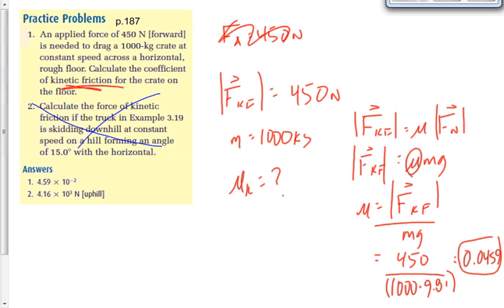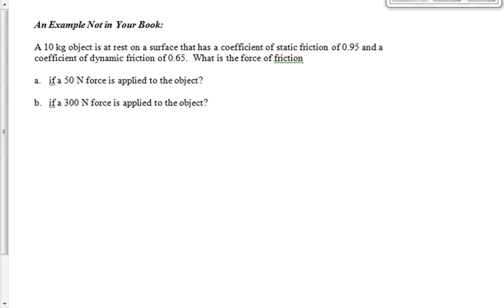Take this one. Here's one you're going to like. This one says, unfortunately, it's not in your book. This one says a 10-kilogram object is at rest on a surface that has a coefficient of static friction of 0.95 and a coefficient of kinetic or sliding friction, good, of 0.65. We want to know the force of friction if 50 newtons is applied and if 300 newtons is applied.